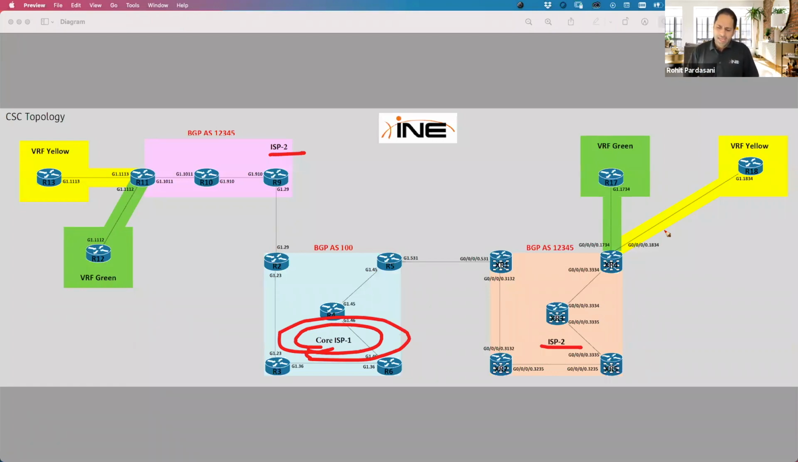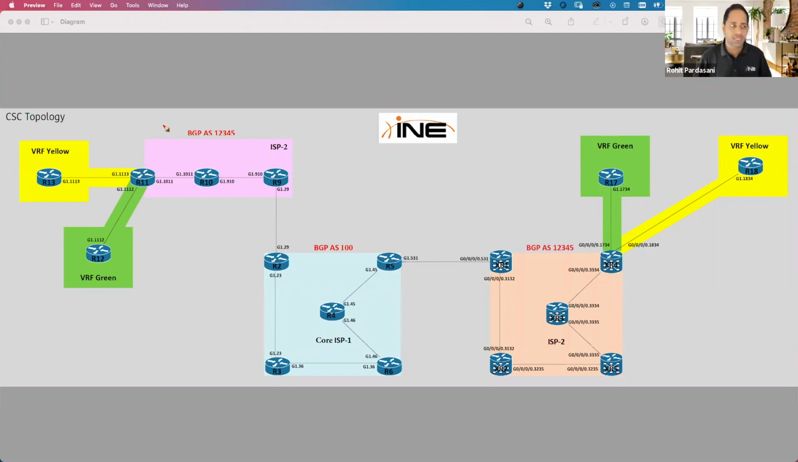Now, implementing carrier supporting carrier is pretty straightforward. It's not really that complex. It looks like a lot to do from a configuration perspective, but it's really not. If you really know inter-AS option B and option C, then carrier supporting carrier is pretty much the same thing. So what's going to happen is that the customer carrier, the true PE in the customer carrier.